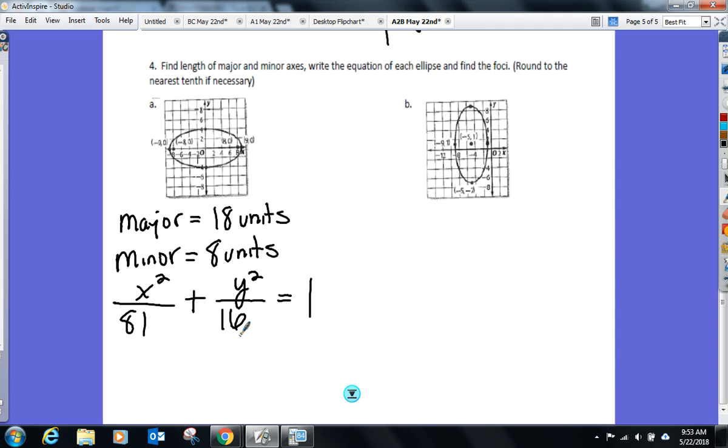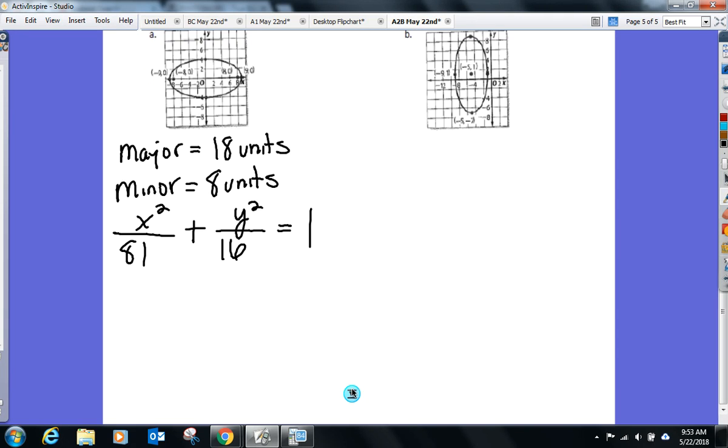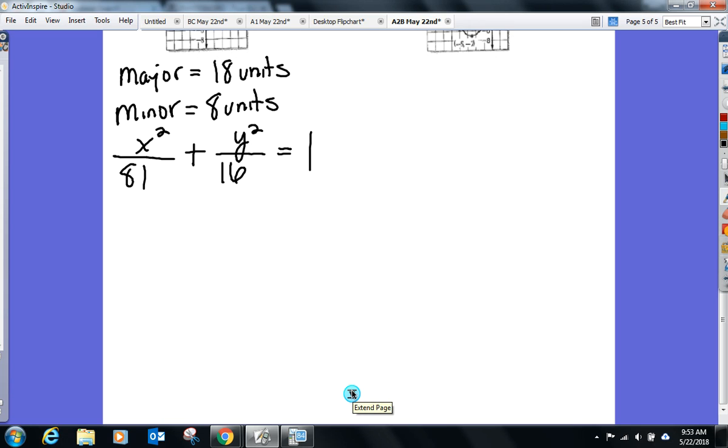Foci. Got to find the C value. What are my A squared and B squared values? 81 minus 16 equals C squared. That tells me what? 65 equals C squared. What's your distance here for C? So about 8.1 to the nearest 10th.